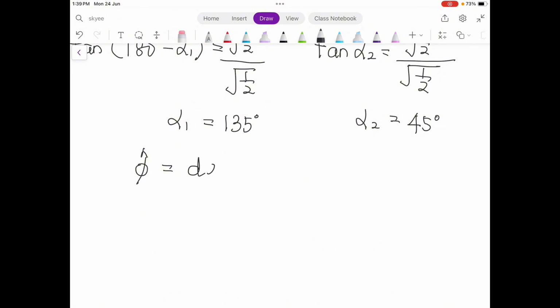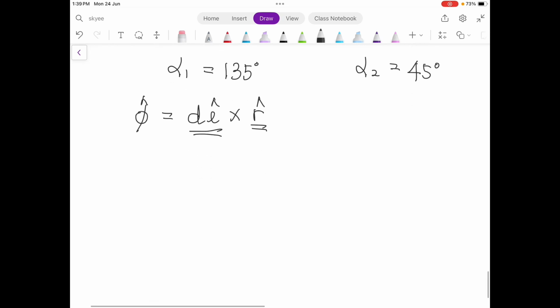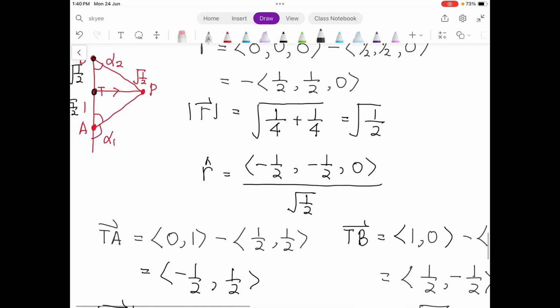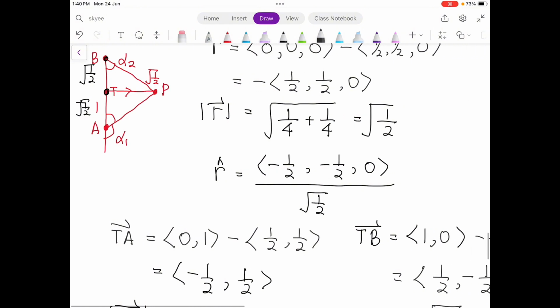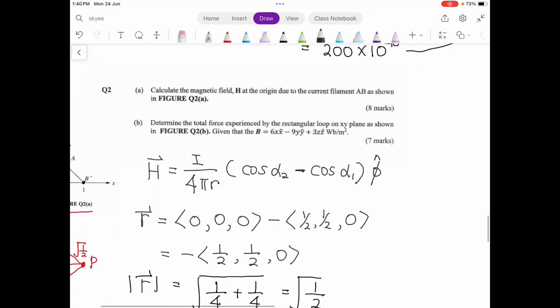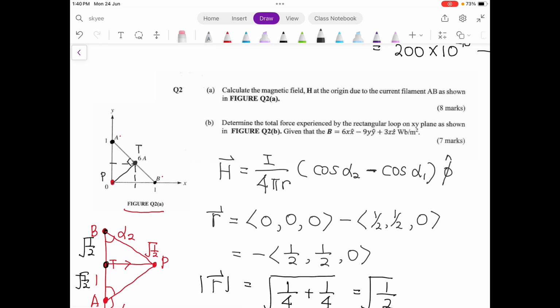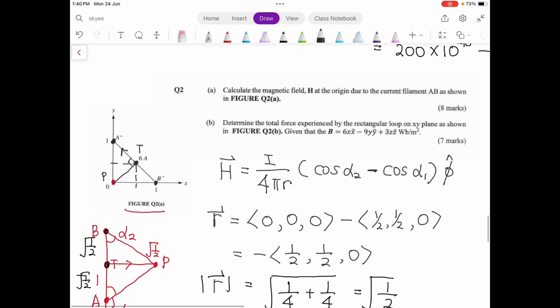Okay, the phi is equal to dl cross with the unit vector r. Okay, we have this, but we have no idea about what this is. This stands for the length, the length of the current filaments. So you see these current filaments, so the current flows in these directions. Okay, B to A.